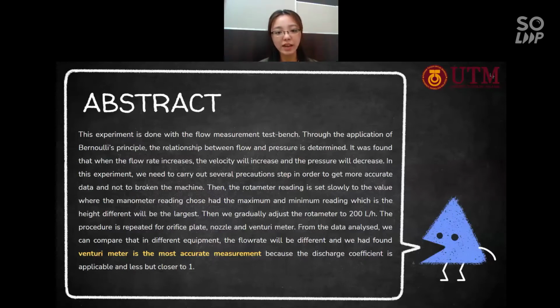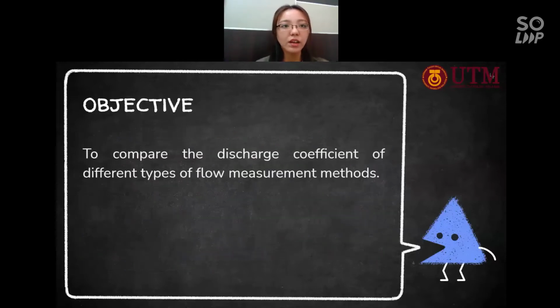From the data analyzed, we can compare the different equipment. We have found the venturimeter is the most accurate measurement because the discharge coefficient is applicable and less but close to 1. Next, the objective of this experiment is to compare the discharge coefficient of different types of flow measurement methods.